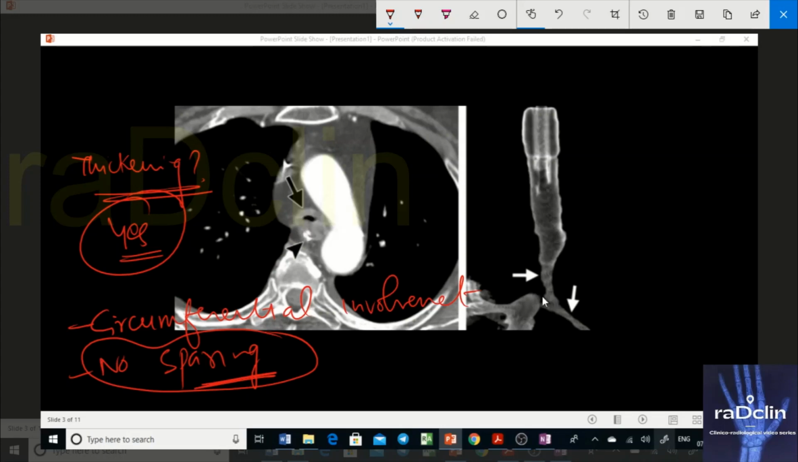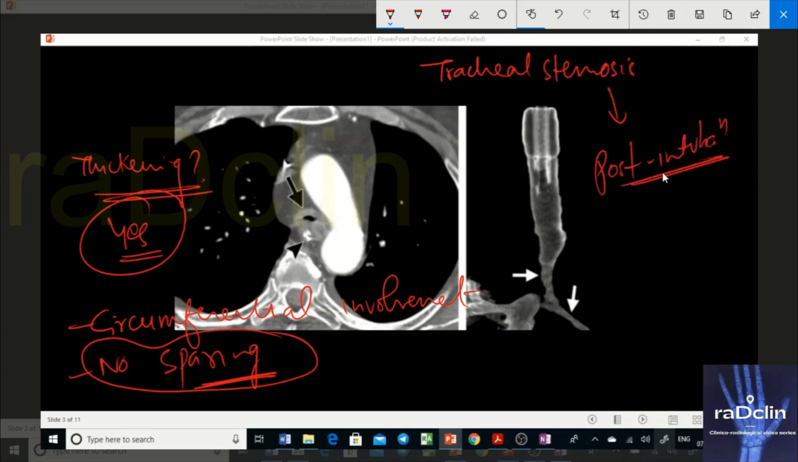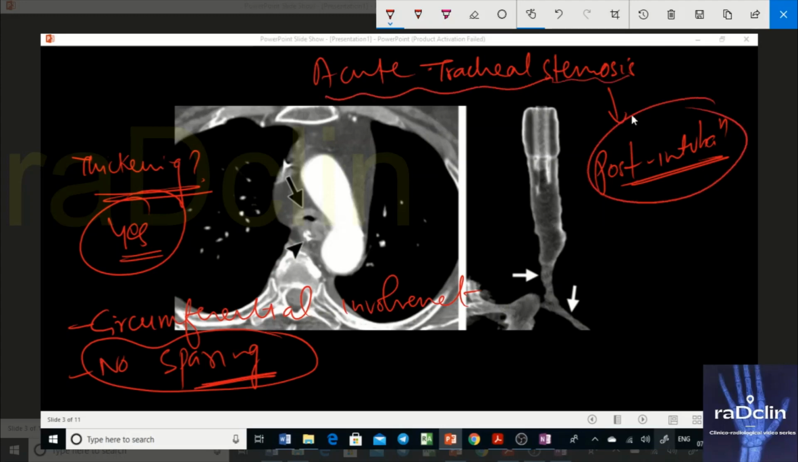Now look at this particular image. Can it be tracheal stenosis due to post intubation? If you look closely, this would be an acute tracheal stenosis, because you see inflammatory edema. Post intubation it could be, but it is not here. Why? Because the patient didn't give any history of intubation. Rather, what you are seeing is basically Wegener's granulomatosis that has caused this tracheal stenosis.